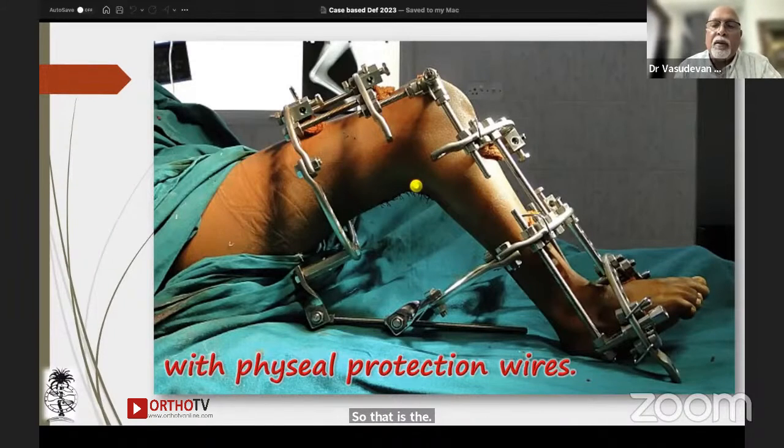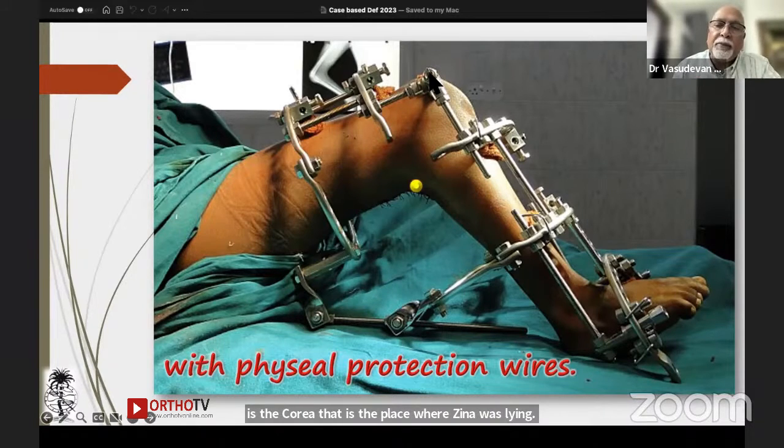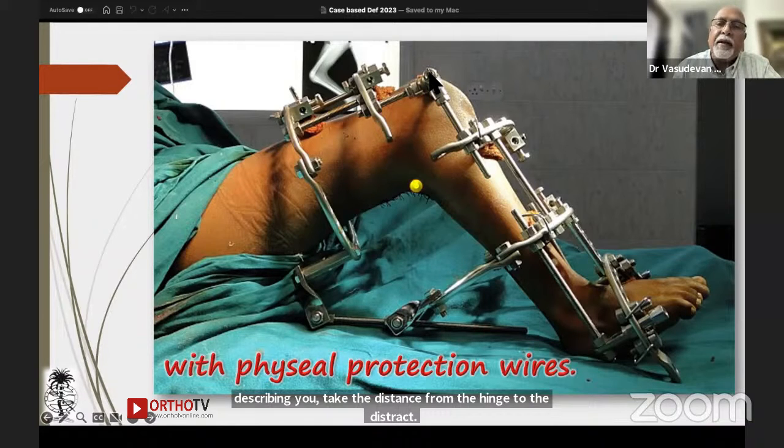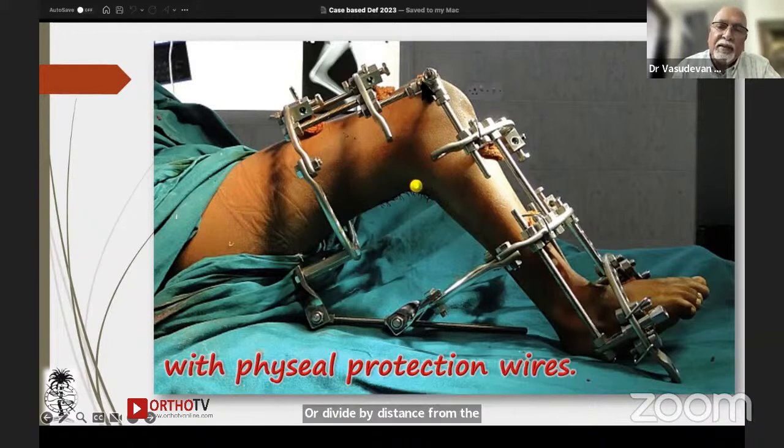that is the CORA. That is the place where the sciatic nerve was lying. While distracting, you take the distance from the hinge to the distractor, divide by the distance from the hinge to the sciatic nerve. So in fact, all the lengthening is depending on the sciatic nerve. 1 millimeter for the sciatic nerve, you plan it and lengthen it. At the same time, you try to keep a physeal hinge, physeal wire. You can see this is an augmentation wire system adapted to the hinge. So I put augmentation wire into the epiphysis.